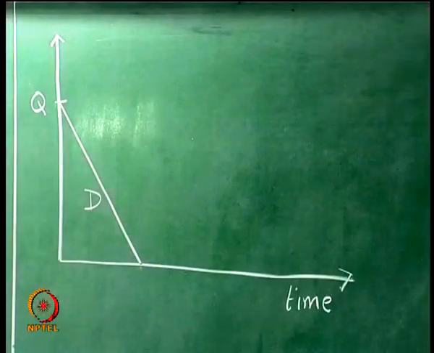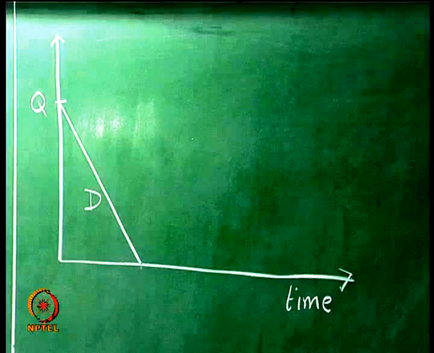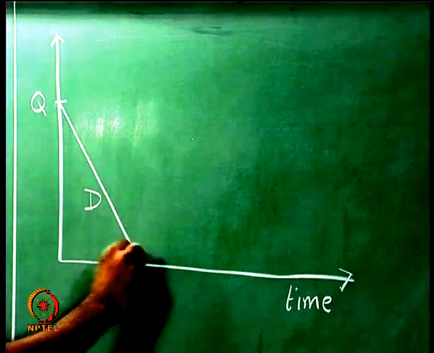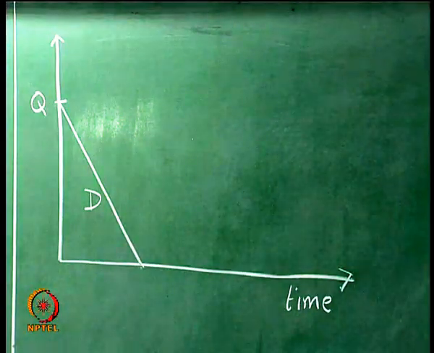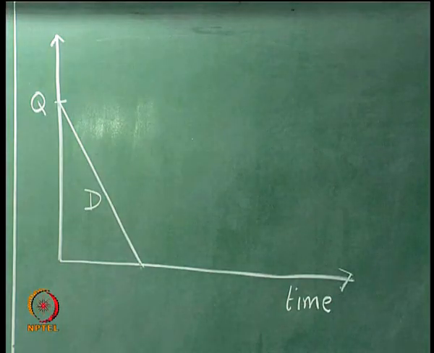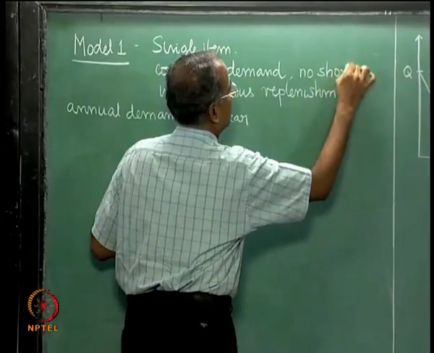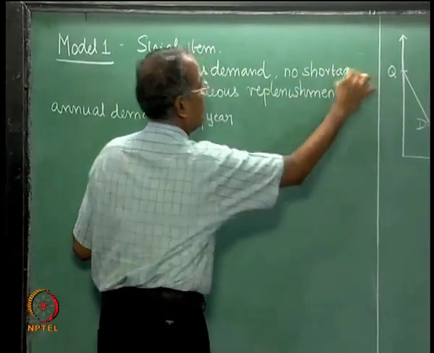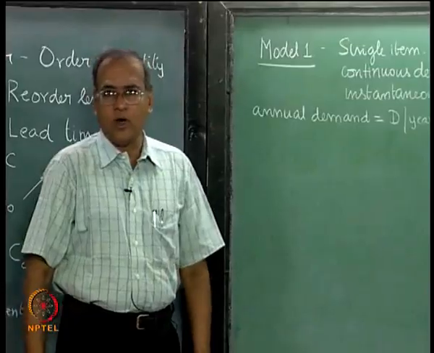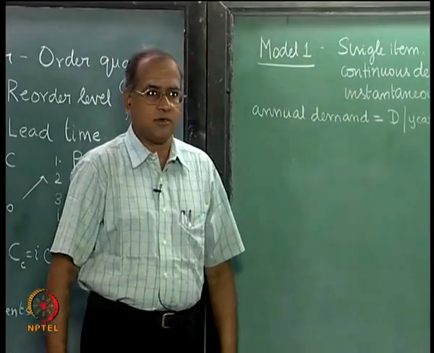from Q to 0. Now the moment the stock position reaches 0, because we have instantaneous replenishment and we also assume no shortage, we do not want to model shortage situations, no shortage.